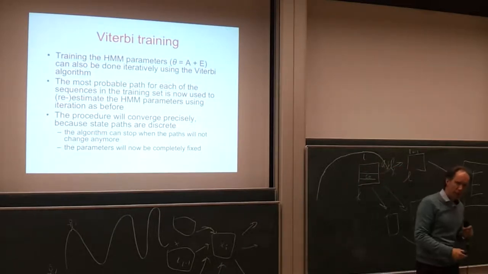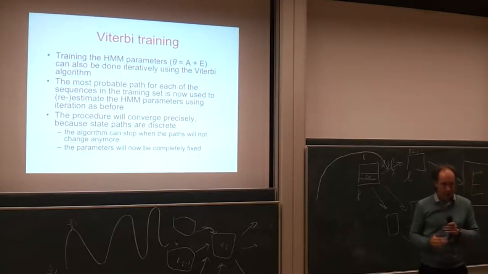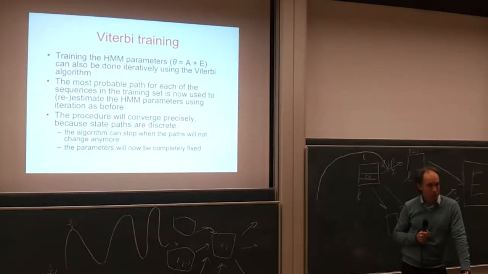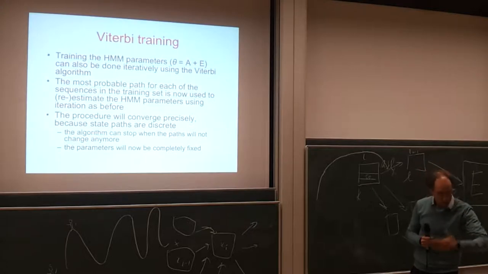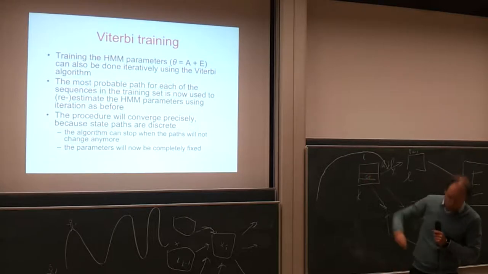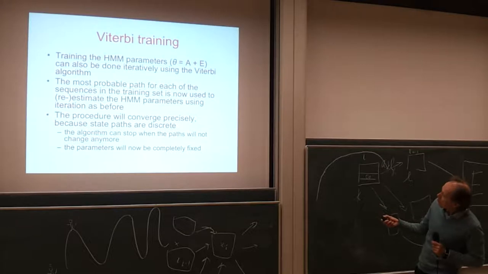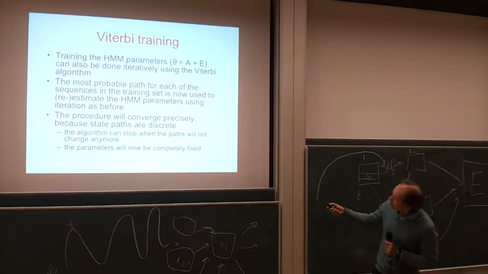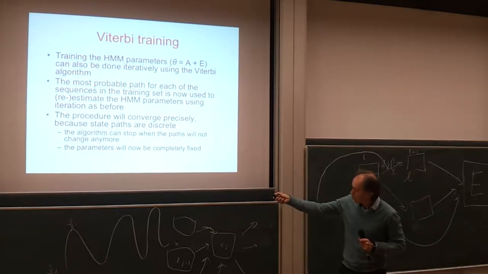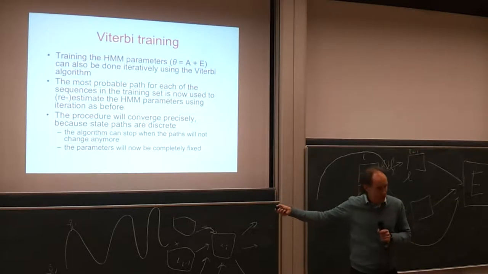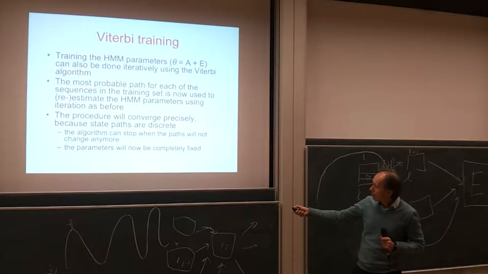Viterbi training. I already told you this. What is Viterbi training? You carry out the Viterbi algorithm instead of the forward and backward algorithms, you get your path, pick the scores along your path, and in the end, with your training sequences, you have all these scores, and you can just count and convert that to a likelihood. Is that good? This converges, and it will converge even more rapidly than the Baum-Welch algorithm. And when would it stop?